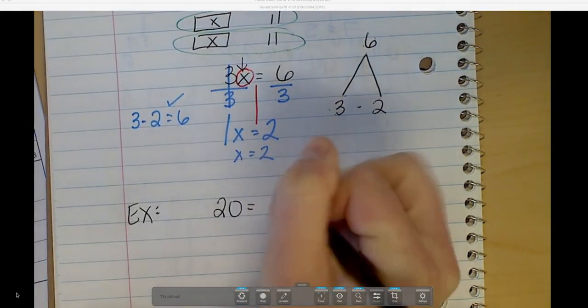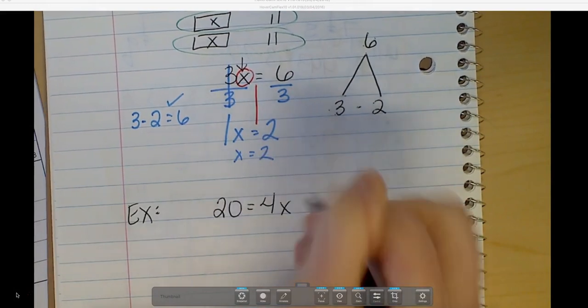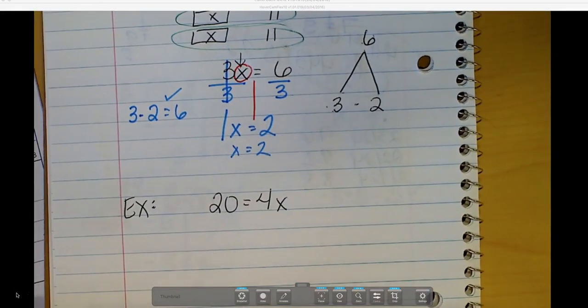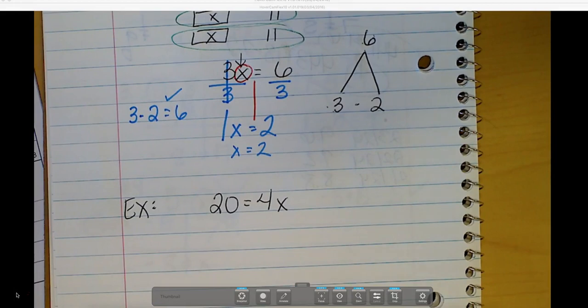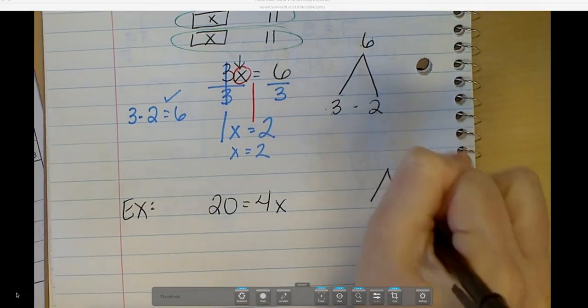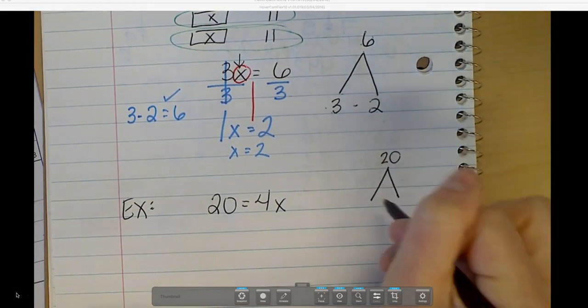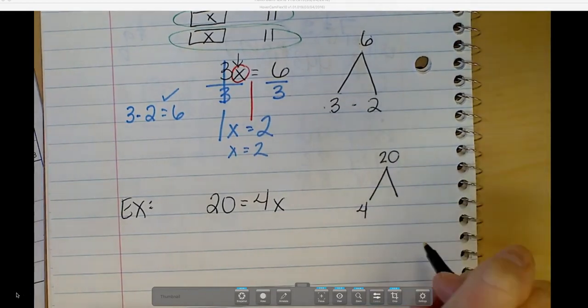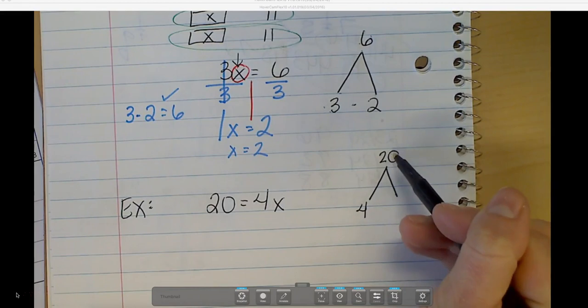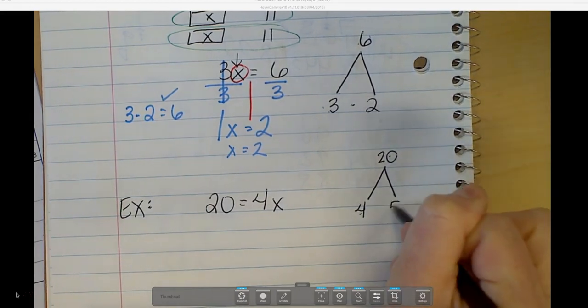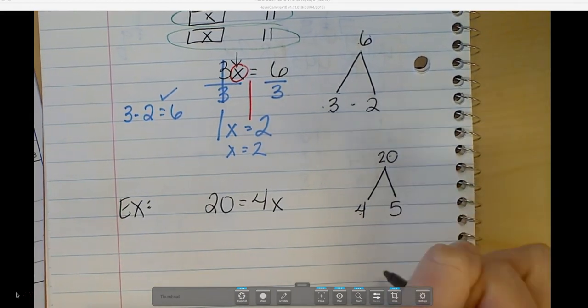20 equals 4x, or 4 times something. I bet most of you can figure out in your head 4 times something is 20. And some of you already have that something in your head. I know that if 20 is what I want to equal, 4 and what? Well, if I don't know that other number, remember you can go backwards and divide. 20 divided by 4 is 5. 4 times 5 is 20.